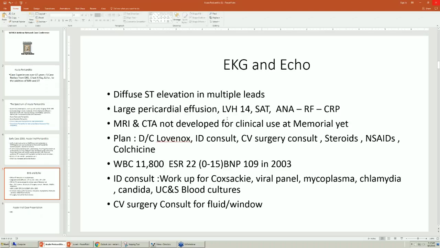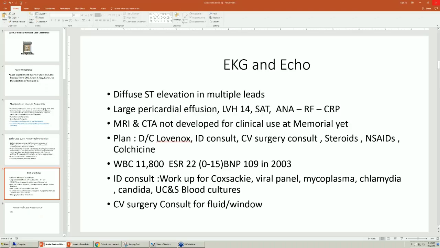MRI and CT were not clinically available at Memorial Hospital at that time. We had just started moving into that program, and it took us about 13 years to get everything complete the way we want it, and now we're adding on another $1 million worth of stuff to make it even better. The plan at that time was obviously to discontinue Lovenox because he could bleed into his pericardial sac and get tamponade because he has an inflammatory reaction there.